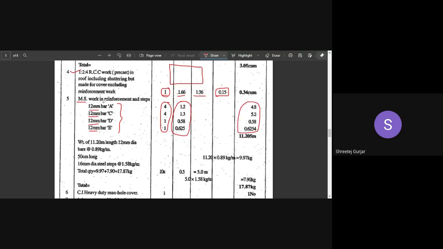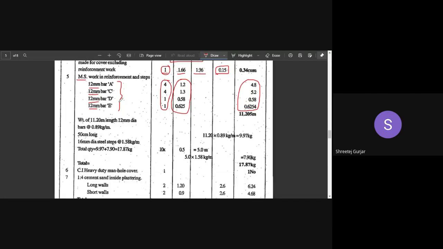So the mild steel work in your slab is done. Then we'll calculate the weight. The weight of this total quantity, 11.20 meters length of 12 mm dia bars, all of these are 12 mm, at 0.89 kg per meter.